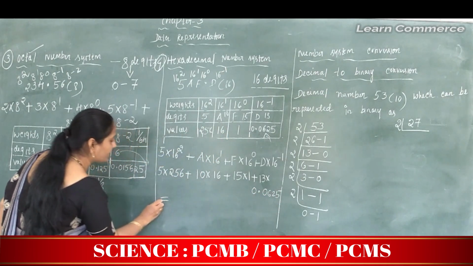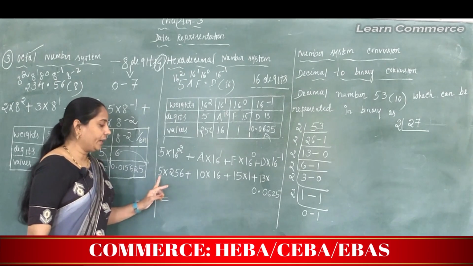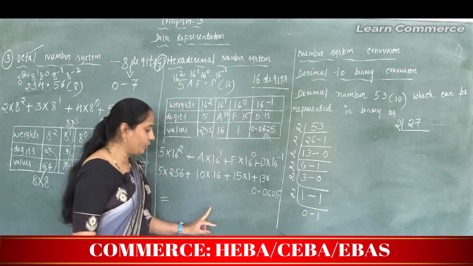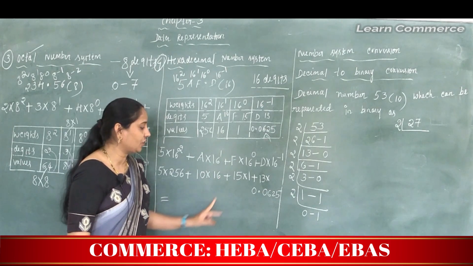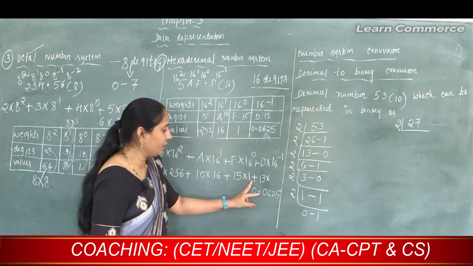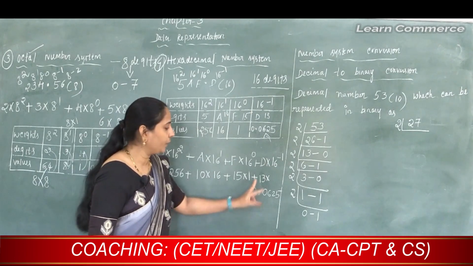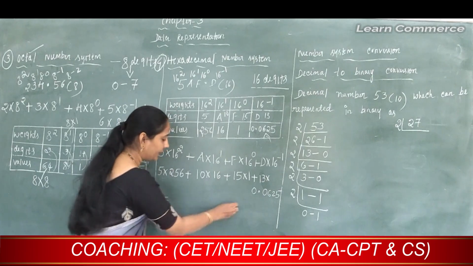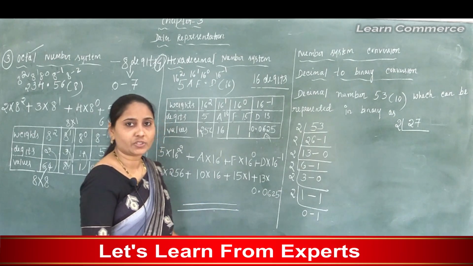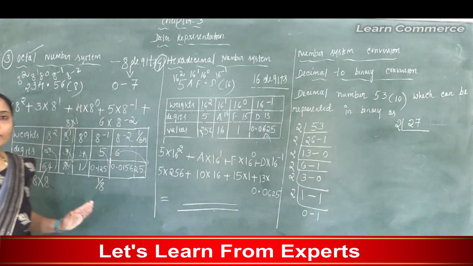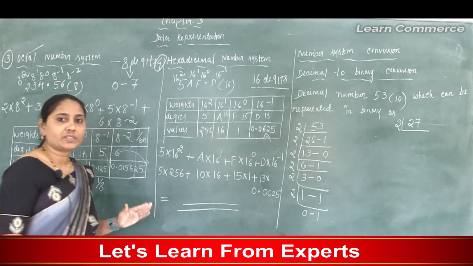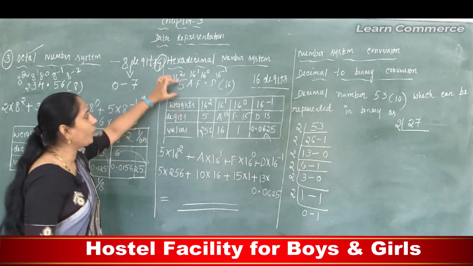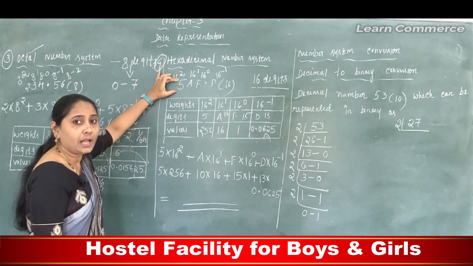Okay, and afterwards you have to make the addition. 5 into 256, you will get some value, plus 10 into 16, you will get some value after the multiplication, plus 15 into 1, the value is 15, plus 13 into 0.0625. So lastly we'll get the final value. So clear this point here. After making the multiplications, you have to make the addition of these values, and you will get the correct value of this example. Is this clear to everyone?